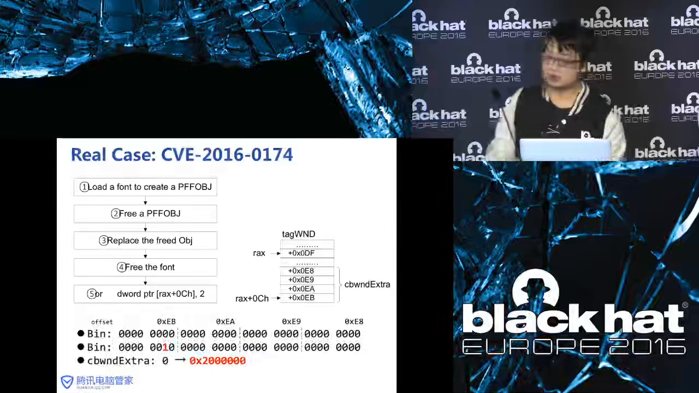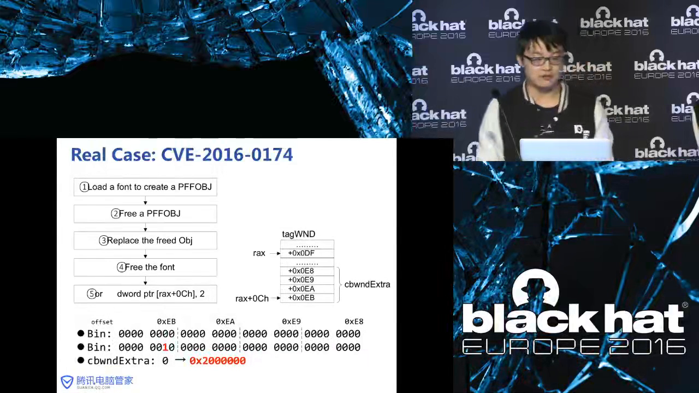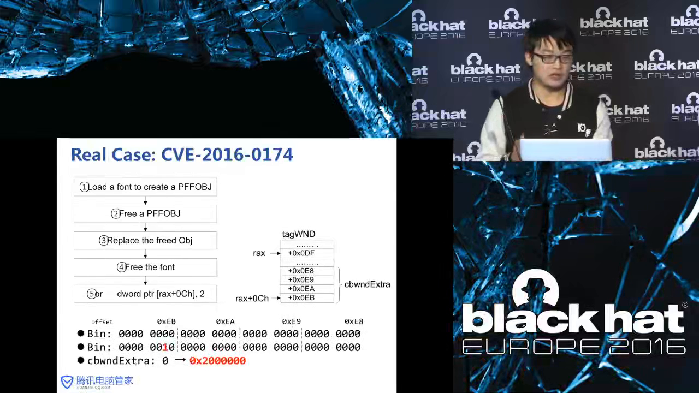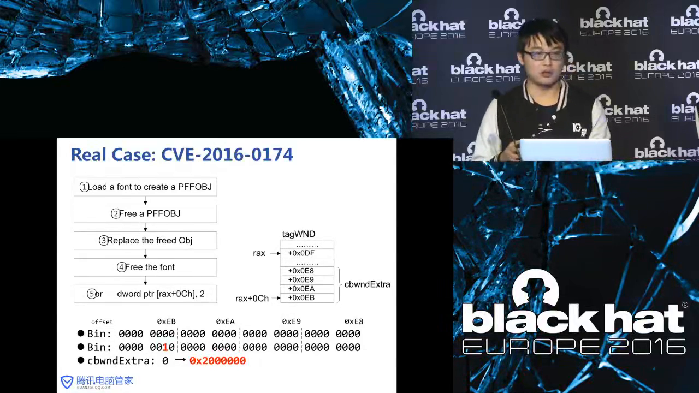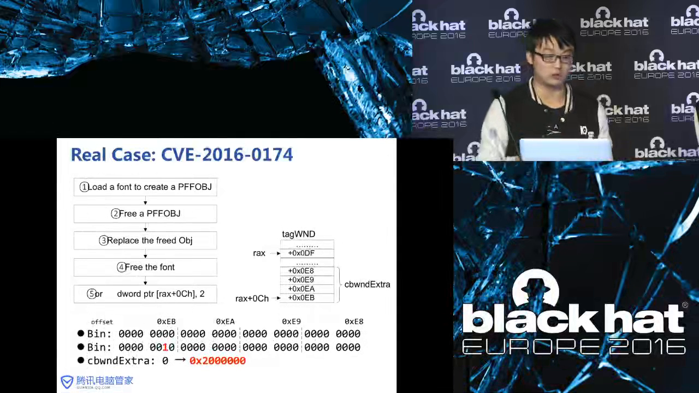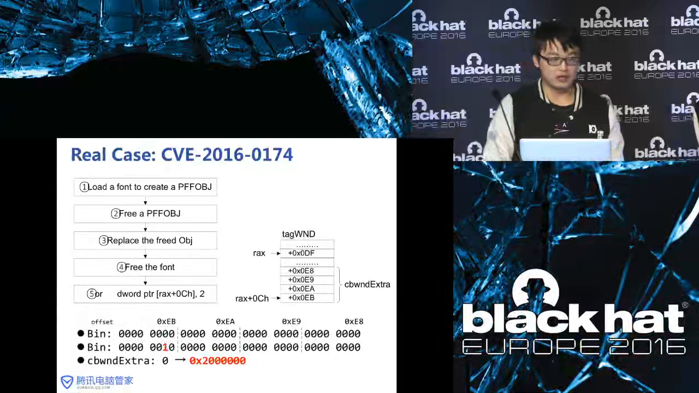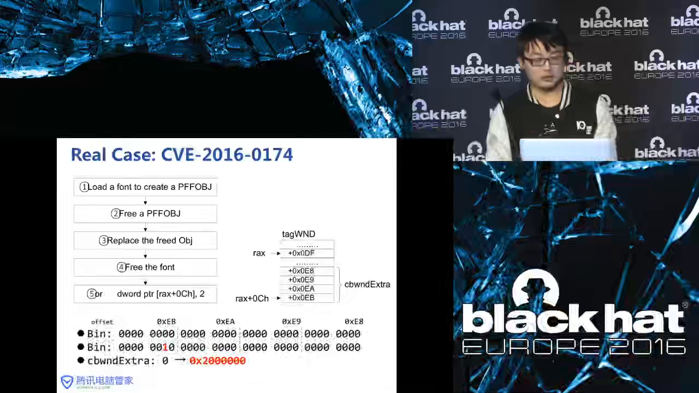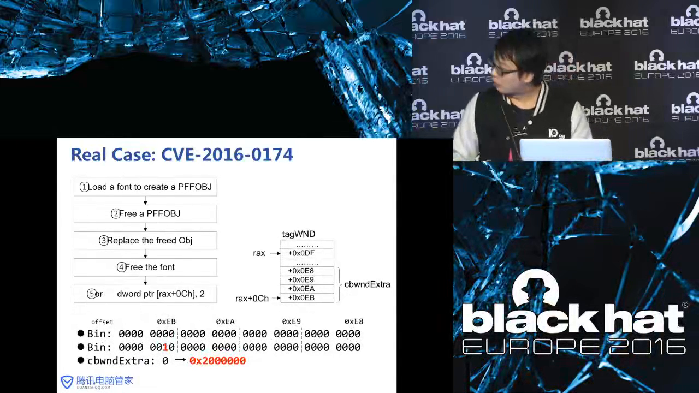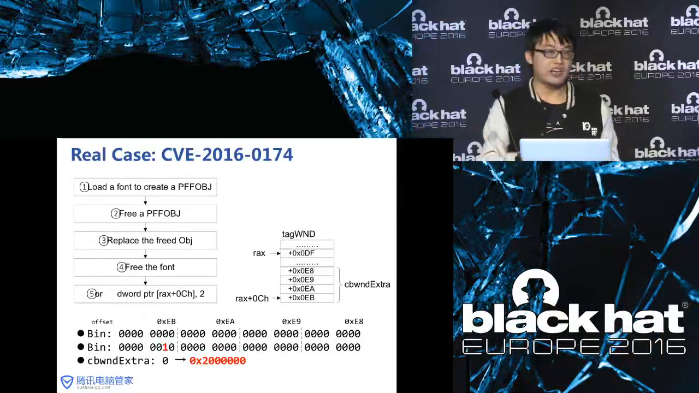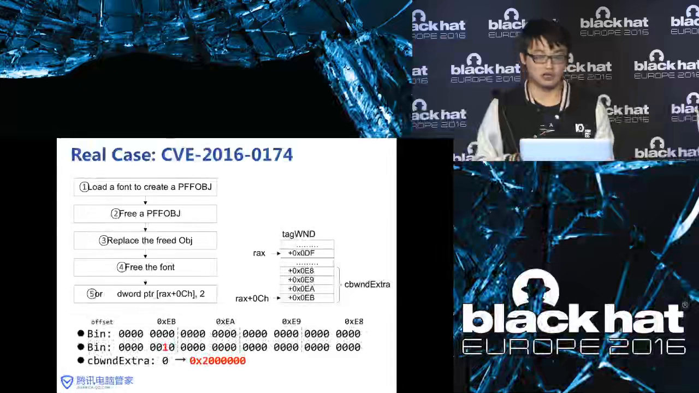So this is a real case, CVE-2016-0174. At first, we load a font into the kernel, and the kernel will create a PFF object. Then we free the PFF object, but somewhere in the kernel a reference to the PFF object is still stored. Then we immediately reallocate memory of the same size, and this is definitely a use after free, right? Then we free the font again and finally reach step 5. Step 5 is assembly code. Here it is. The register RAX is actually controlled by us.